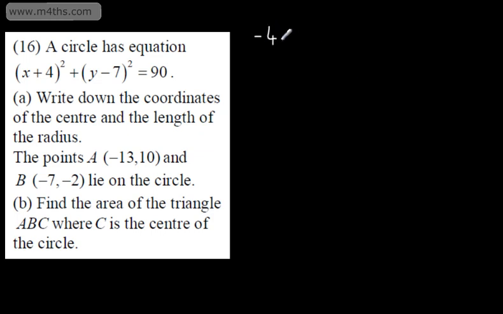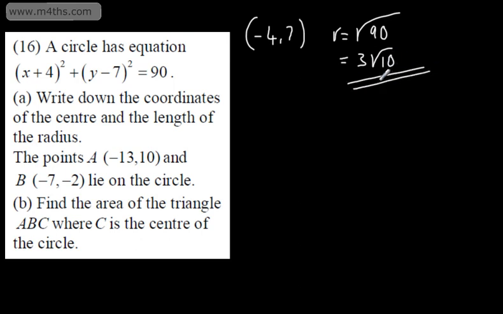So it's negative 4, 7, and then the radius is going to be the square root of 90. So if we think about this, what's that going to be? 3 root 10? Let's just write that down. So 3 root 10. You could write root 90, 3 root 10 would be perfectly fine.